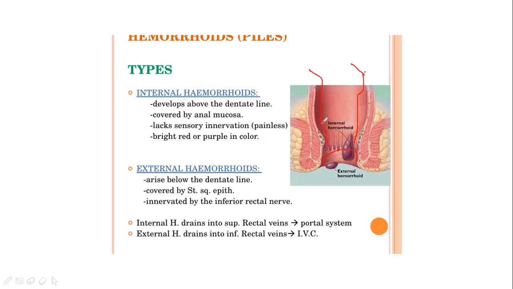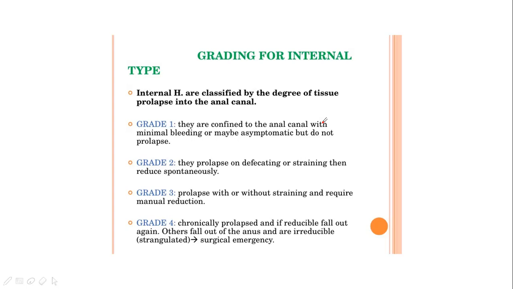Internal hemorrhoid drains into the superior rectal veins and the portal system; external hemorrhoid drains into the inferior rectal veins and inferior vena cava. So, grading of internal types.